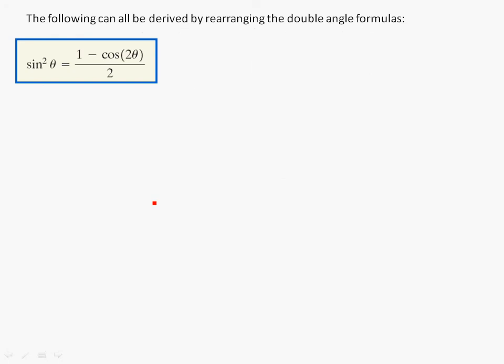The following can all be derived by rearranging the double angle formula. So I started on that a little bit, right? For example, this one came from cosine of 2 theta was 1 minus 2 times the sine squared of theta. Do you see how if I rewrite this, and I'll do it one more time, we'll do it a different way this time.